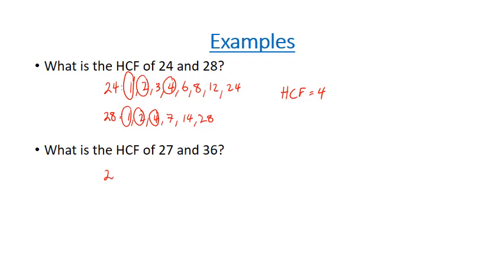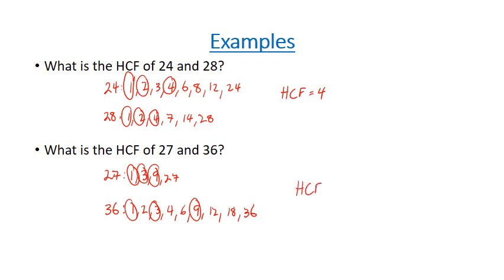What about if I had 27 and 36? Well, I'm going to write down all the factors of 27, so all the numbers that 27 can be divided by. 1, 3, 9, and 27. And then I'm going to do the same thing for 36. 1, 2, 3, 4, 6, 9, 12, 18, 36. And I'm going to circle the common ones. So I've got 1, 3, and 9. And therefore, my highest common factor is actually going to be 9.